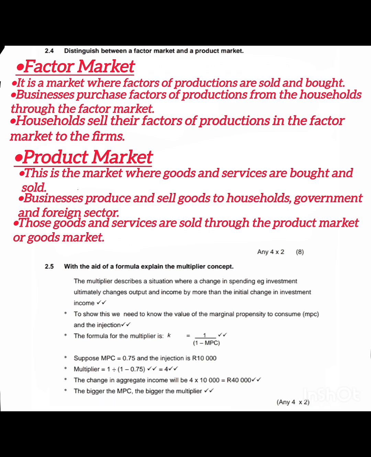The bigger the MPC, the bigger the multiplier, because people are buying more, so the multiplier increases. Then the smaller the MPC, the smaller the multiplier, because people are not consuming more, then the multiplier decreases. Right, guys? I hope you understood.